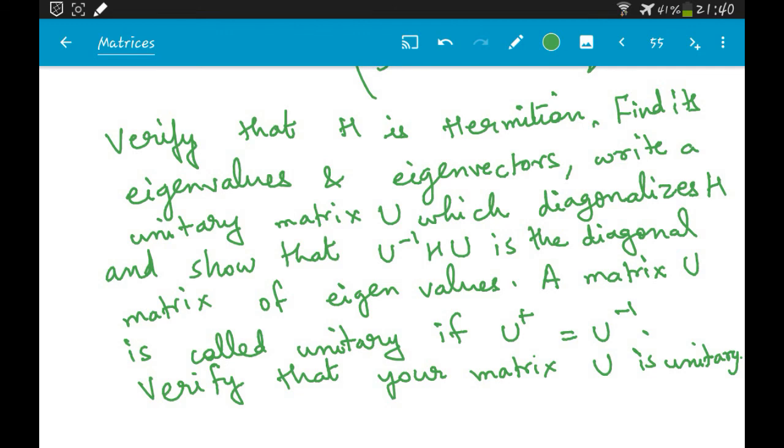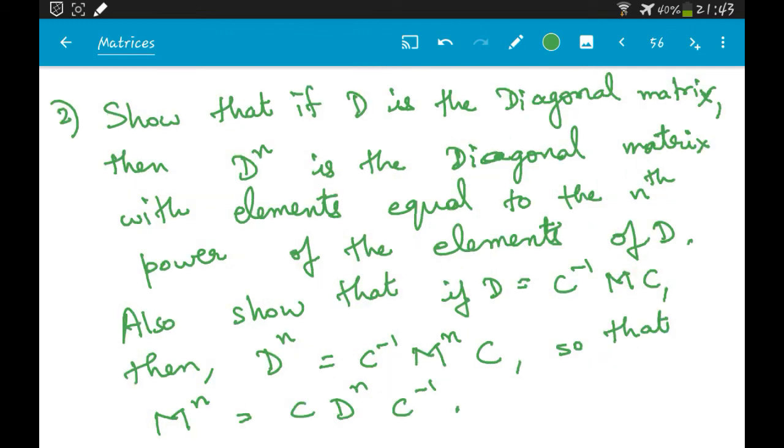Now the second question is show that if D is the diagonal matrix, then D power N is the diagonal matrix with elements equal to the nth power of the elements of D. So basically you have to show that if D is a 2 cross 2 diagonal matrix, with elements A and B on the diagonal and off diagonal elements 0, then D power N has A power N, B power N on the diagonal, and the off diagonal elements are 0. So this is what you have to prove.